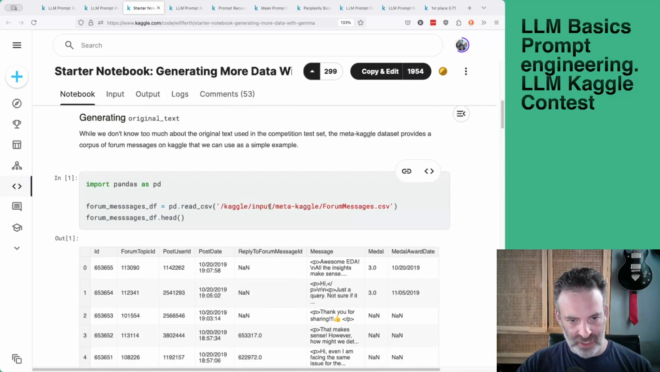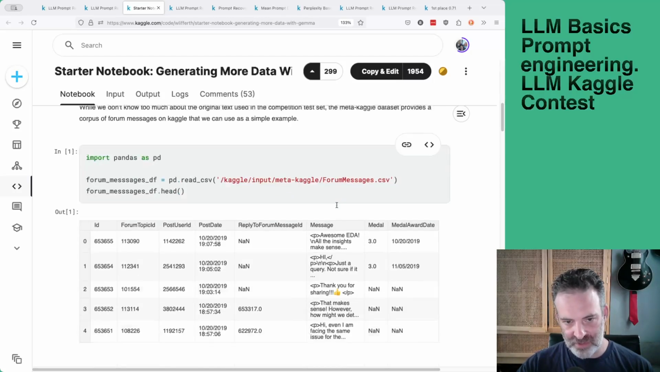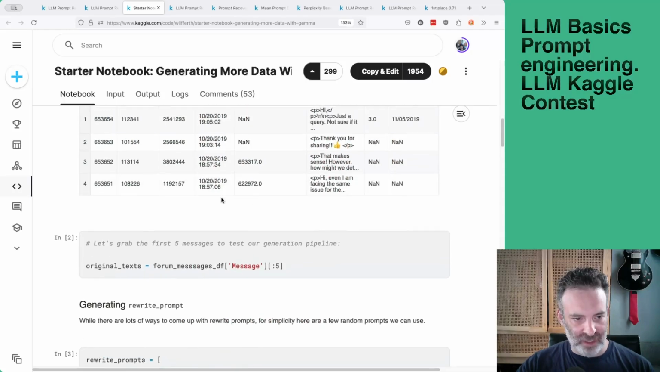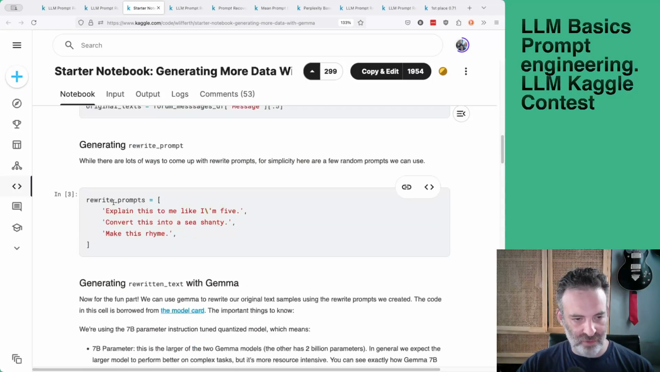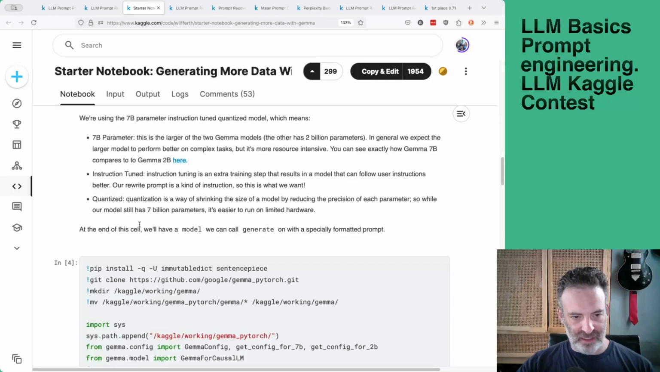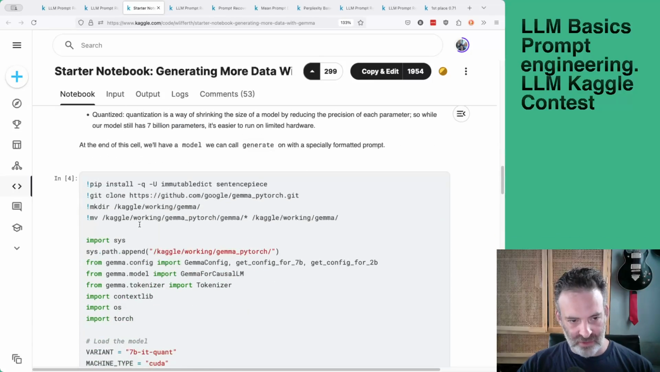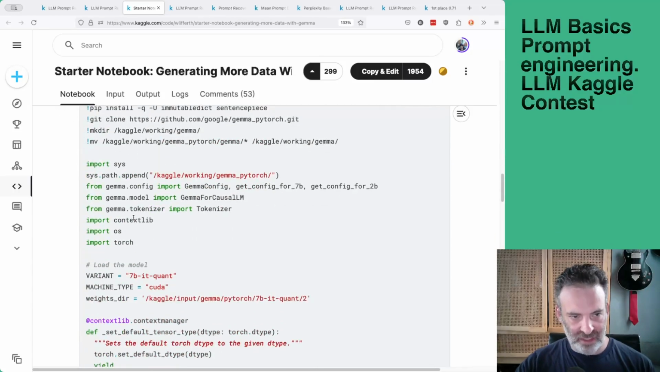Here we're taking in a dataset from Kaggle, just 4 messages. Then we have a bunch of prompts that we're using to transform these 4 messages: explain it like I'm 5, convert this into a sea shanty, make this a rhyme, right? And then passing that to Gemma to get responses out of that to train your model.